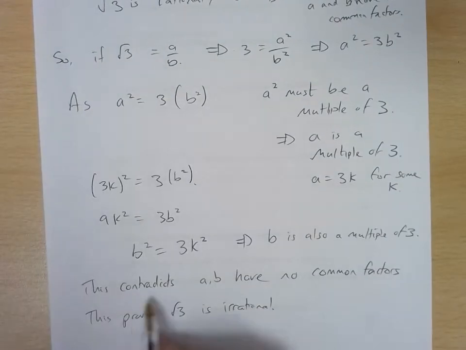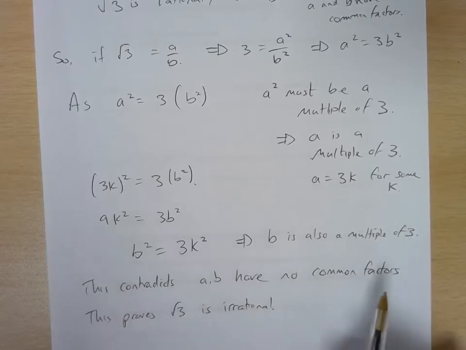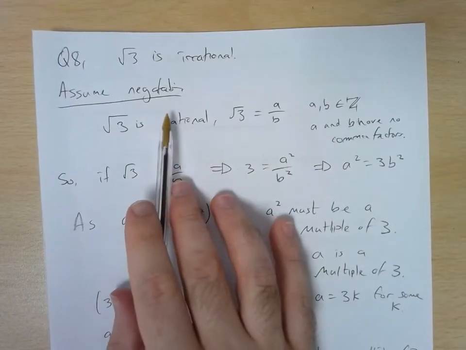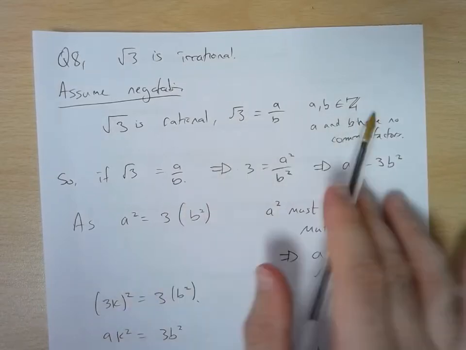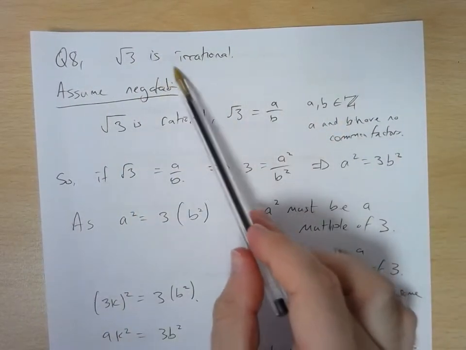So we've got our contradiction here. It contradicts the fact that a and b have no common factors. So this negation that we assumed up here cannot be true. And because this was the mathematical opposite of root 3 is irrational, we get our root 3 must be irrational.